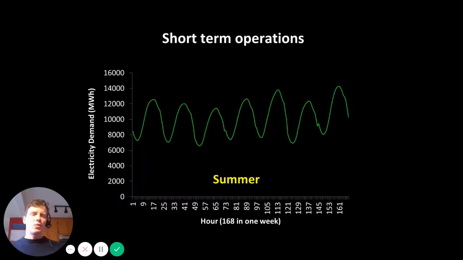Now, when we talk about short-term operations, at least today, we're really going to be talking about timescales on the hourly to daily level. So this is the scale of decision-making we're considering. How do electric utilities or system operators control the assets that they already own in order to meet electricity demand that's fluctuating on a daily and hourly basis?